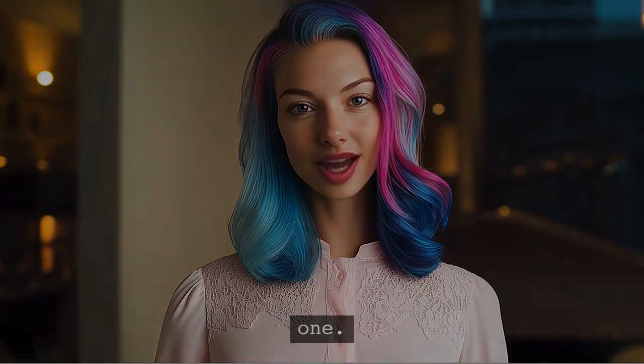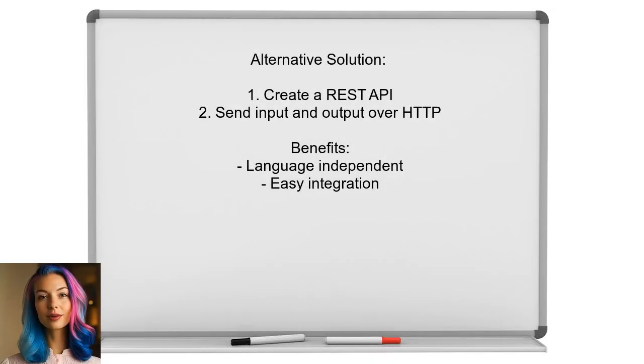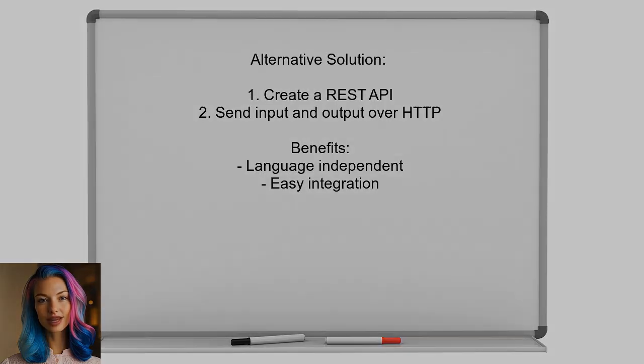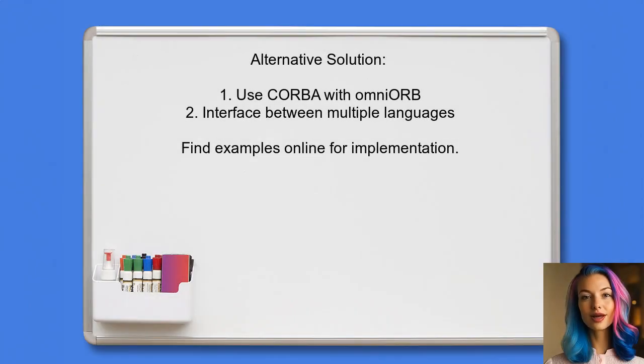Let's explore another one. One alternative solution is to create a REST API. This allows you to send input and output over HTTP, making it easier for different languages to interact with your Python library. Another option, though more complex, is to use CORBA, which stands for Common Object Request Broker Architecture. Python has an implementation called OmniORB, enabling communication between applications written in various languages.